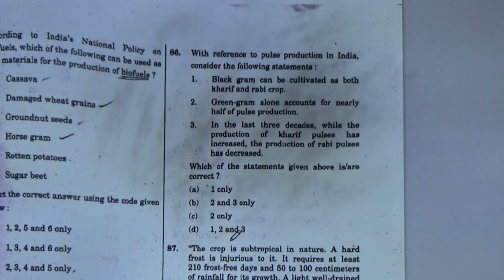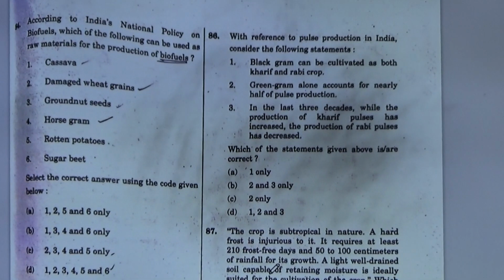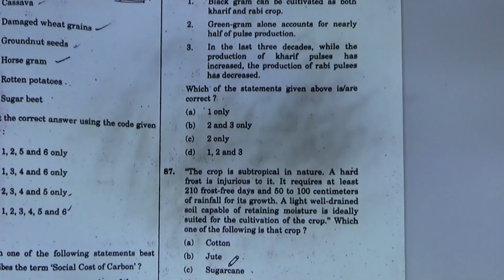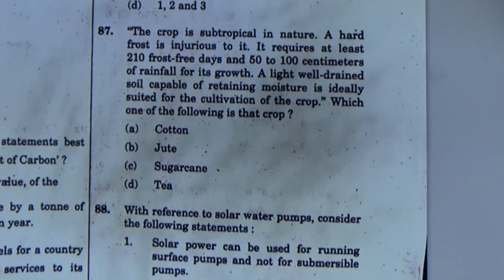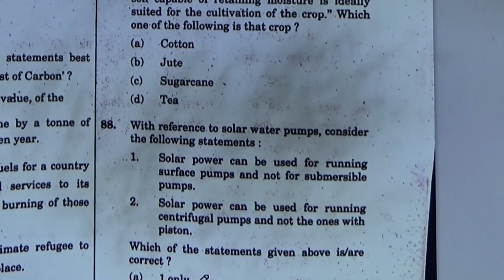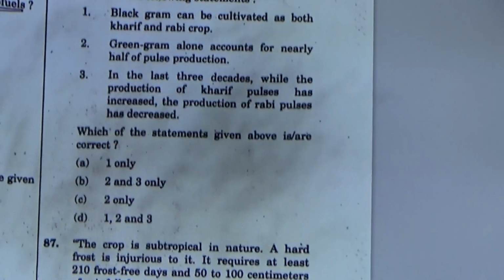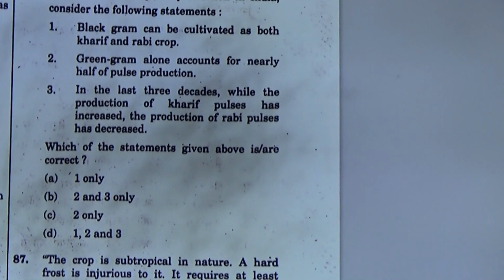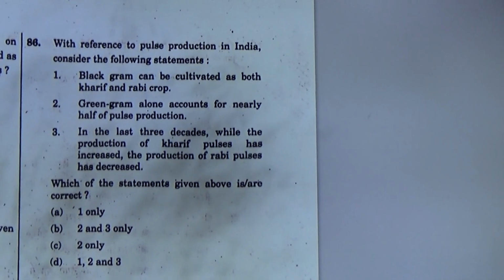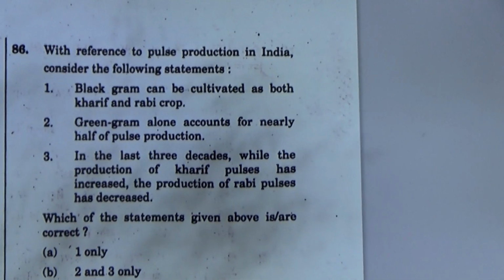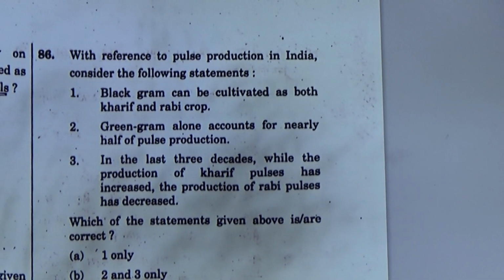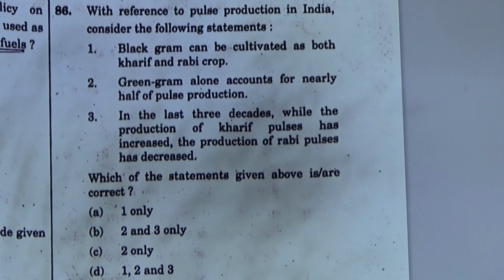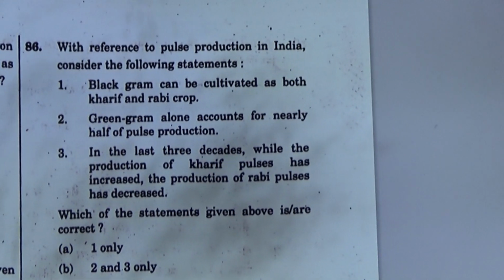Then we have question number 86, which is also part of environment. So we don't have to discuss it here. Environment questions are there. Then question number 86, I think, is also on agriculture. Let us discuss that. So 86 is in the context of agriculture, on the gram, black gram. Black gram can be cultivated as both kharif and rabi crops. That's correct.